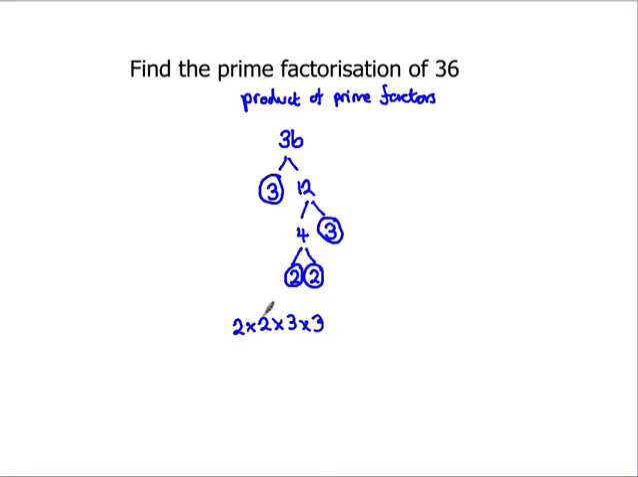2 times 2 is 4, times 3 is 12, times 3 is 36. And if we want to get a bit fancy about it, 2 times 2 we'll call 2 squared, and 3 times 3 we'll call 3 squared. So it's 2 squared times 3 squared.